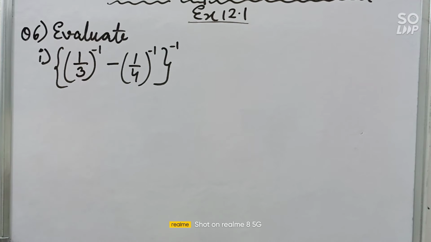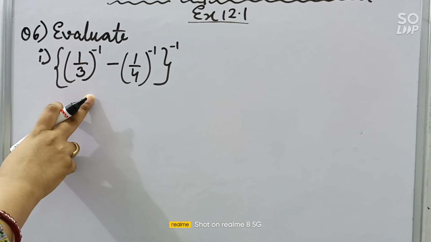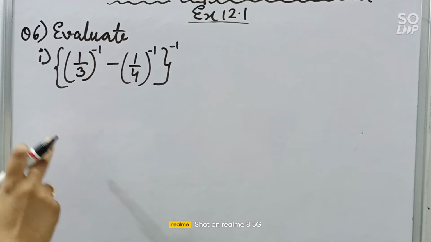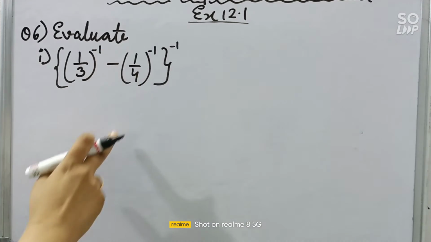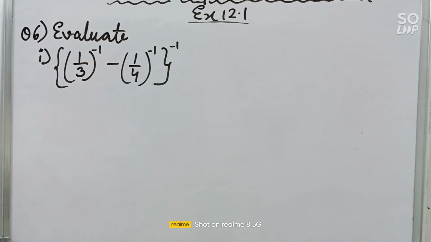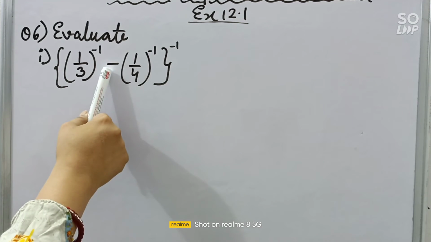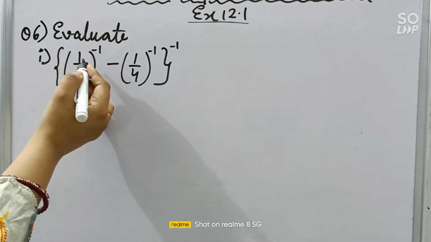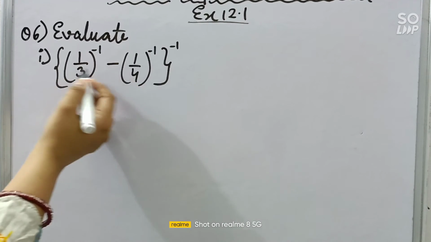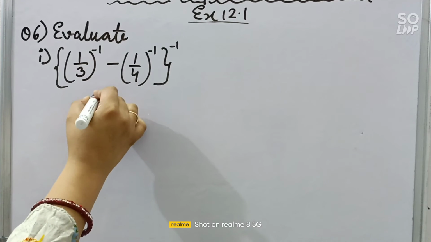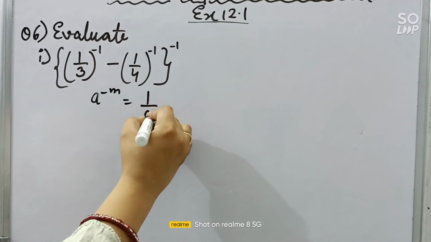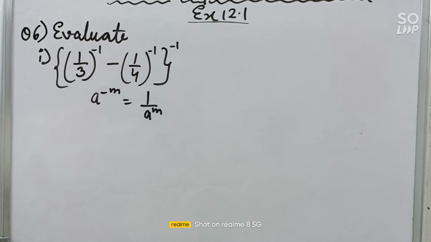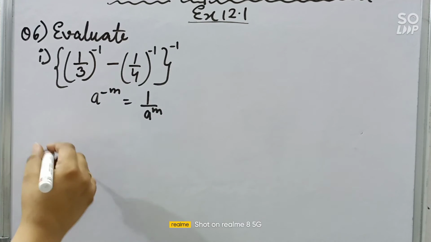Now let's see question number 6. It is again asking you to evaluate. First part I am solving for you and second part you will try yourself. Okay. So first is 1 upon 3 raised to the power minus 1 minus 1 upon 4 raised to the power minus 1 and whole raised to the power minus 1. Now we can see there is an operation of subtraction, that means no law will follow for these two terms. But the only law which can be followed for either of the terms, a raised to the power minus m equal to 1 upon a raised to the power m, because exponents of 1 upon 3 and 1 upon 4 both are negative integers. So we have to make them positive first.